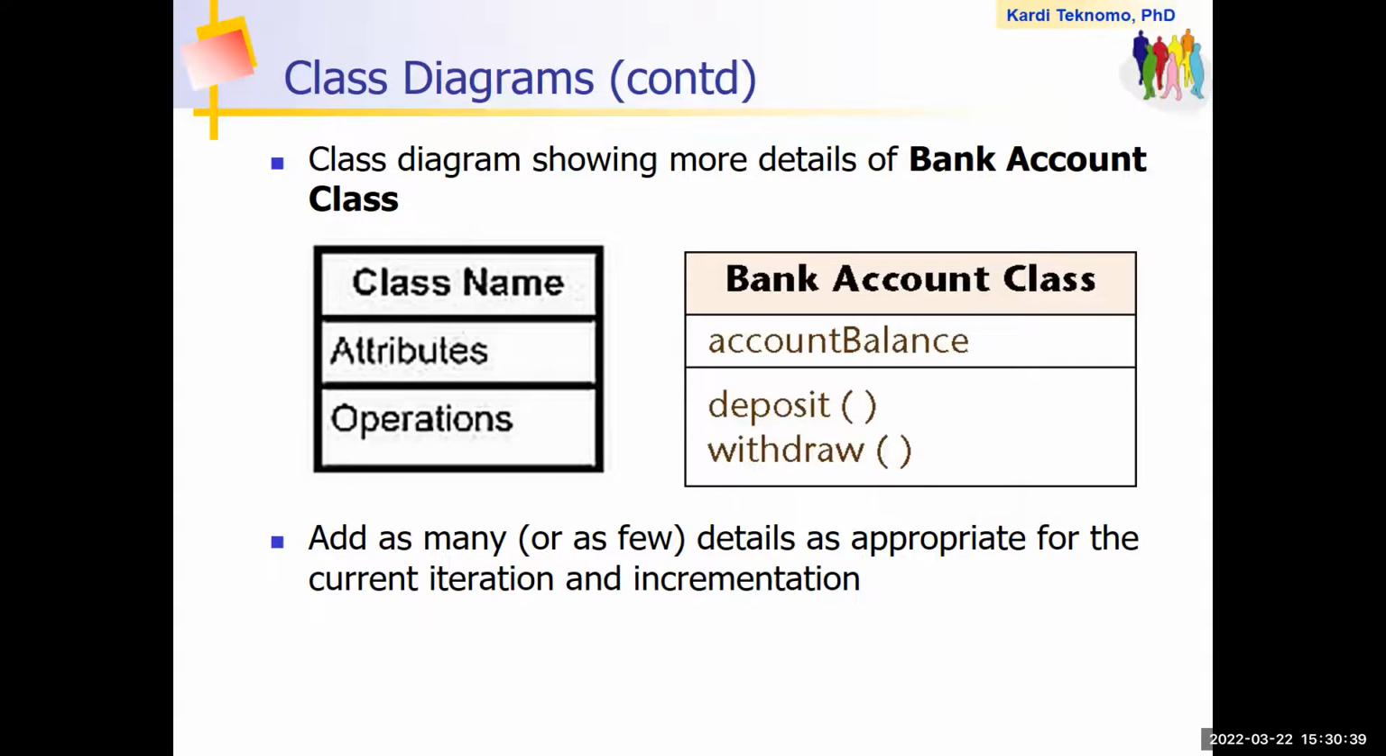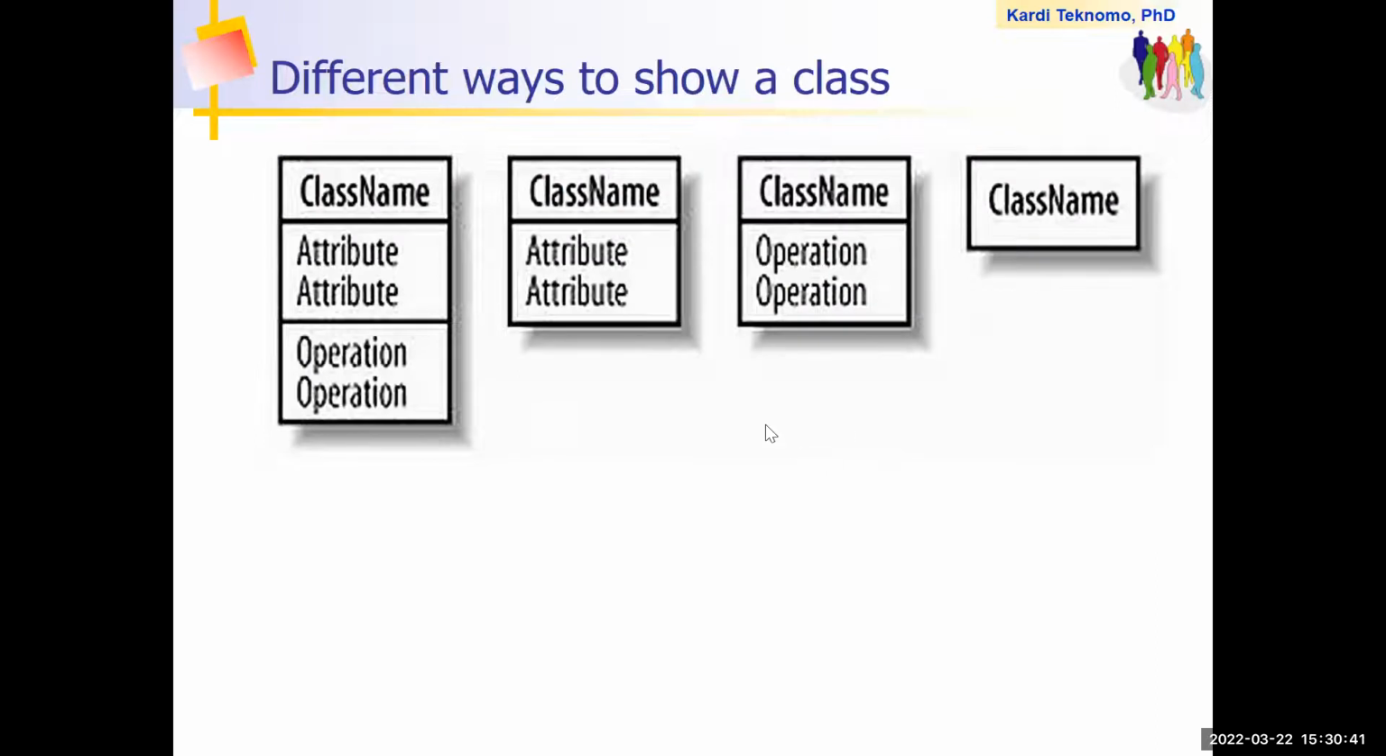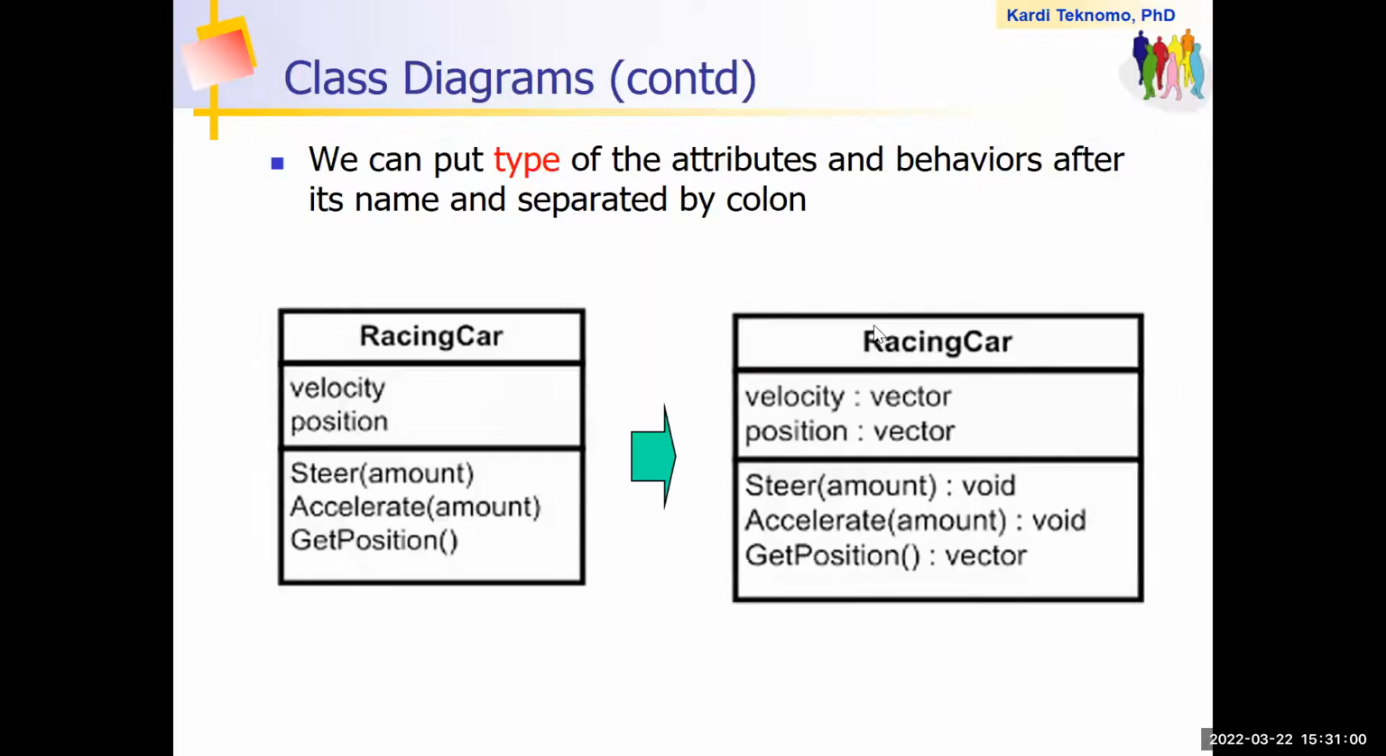Okay? So this is an example. The class can consist of only attributes, only operations, or both attributes and operations. You can also put just the class name only. So a different way to show a class is this. Then, if you want more detail, you can also put it with the colon.